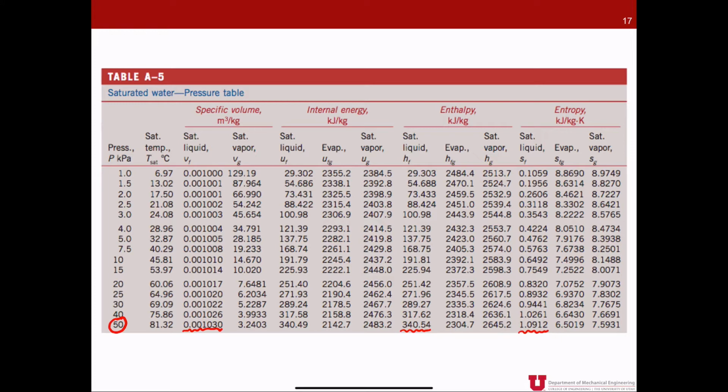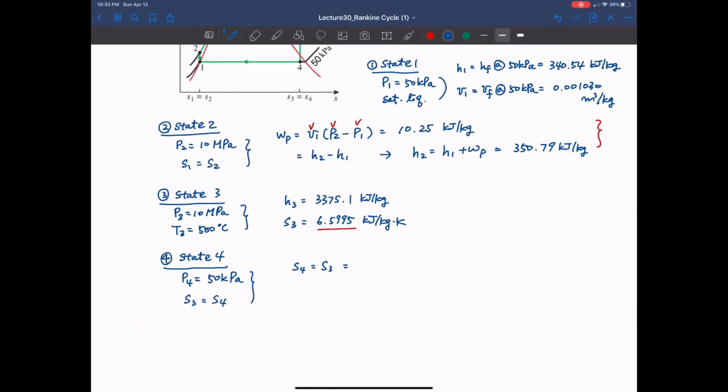Table A-5 at 50 kilopascal. Now we see the saturated vapor entropy is 7.5931, which is bigger than the entropy at state 4. So it tells us that point 4 should be located inside the saturation dome, as a saturated liquid-vapor mixture. So we have to use the saturated mixture equation, which is S equals SF plus X4 times SFG. We can find these values from the table at 50 kilopascal.